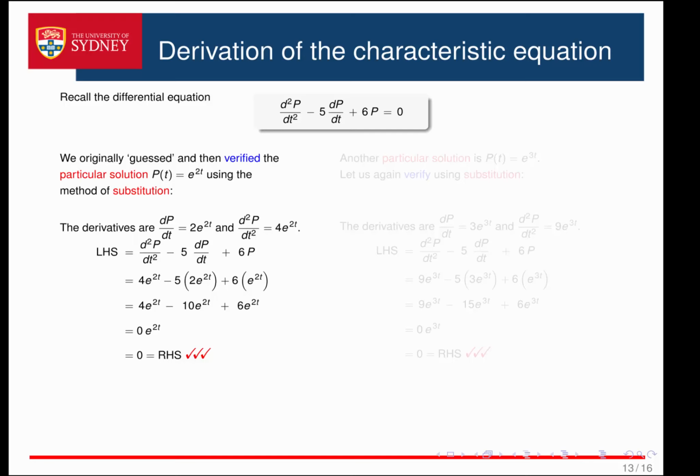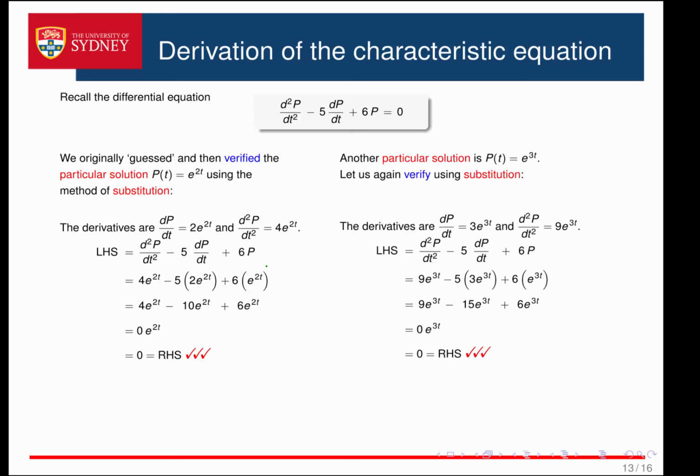For this example, when we substitute e to the 2t and its derivatives into the DE, the second derivative is 4e to the 2t. Minus 5 times the first derivative gives us 5 times 2e to the 2t, plus 6 times p, which gives us 6 times e to the 2t. This simplifies to 4e to the 2t minus 10e to the 2t plus 6e to the 2t. Importantly, because the special combination of 4 minus 10 plus 6 equals 0, these exponential terms therefore add up to 0. It's important to note that it is the 2 in the power that makes this special combination add up to 0. This idea is at the heart of all of our solutions.